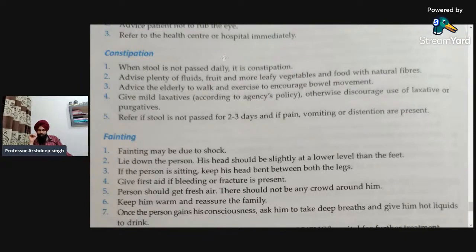Advise the elderly to walk and exercise to encourage bowel movement, and give a mild laxative that will help the stool pass easily. Otherwise, discourage use of laxatives or purgatives. These might be used in very limited amounts. Firstly, the diet should be managed according to the situation so that there is no constipation. And if stool is not passed for 2 to 3 days, or pain, vomiting or distension are present, then immediately refer to the doctor.